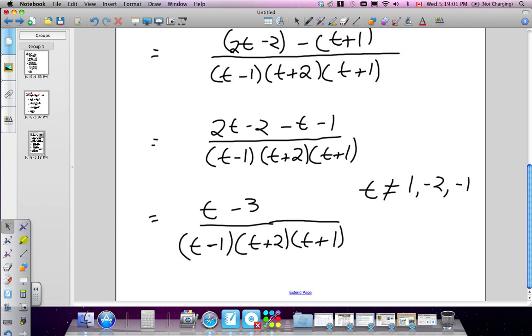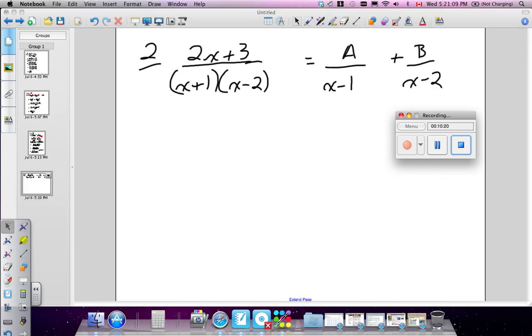Okay, so the question is asking us to solve for a and b, assuming that a divided by x minus 1 plus b divided by x minus 2 is equal to this equation. Okay, now what we have to do is kind of reverse engineer what we've done.